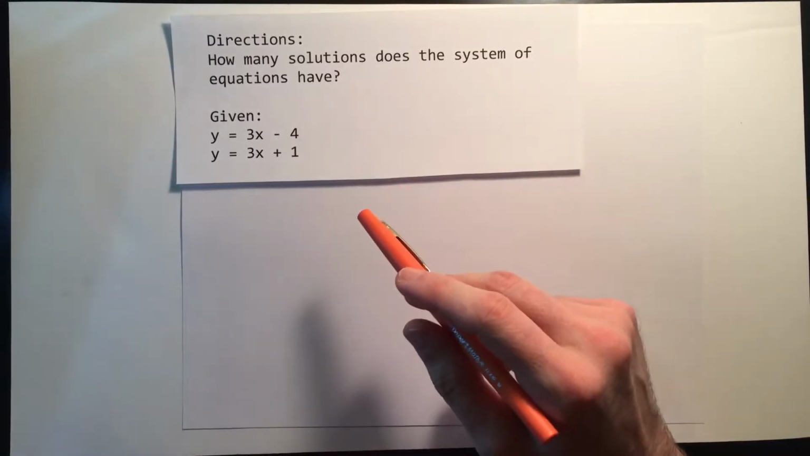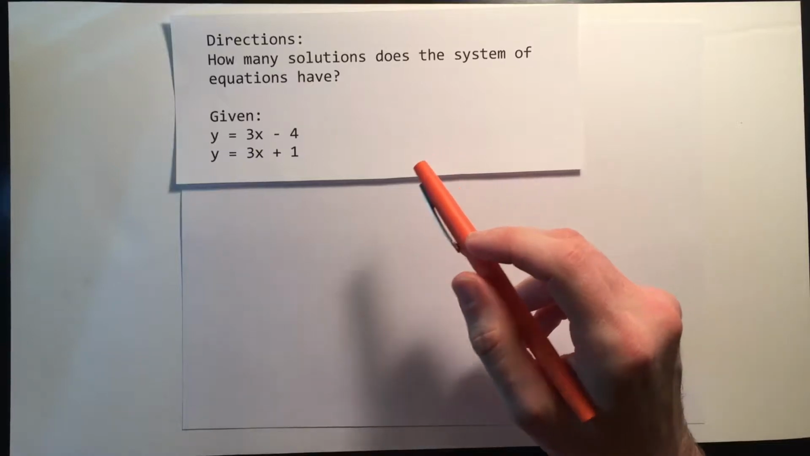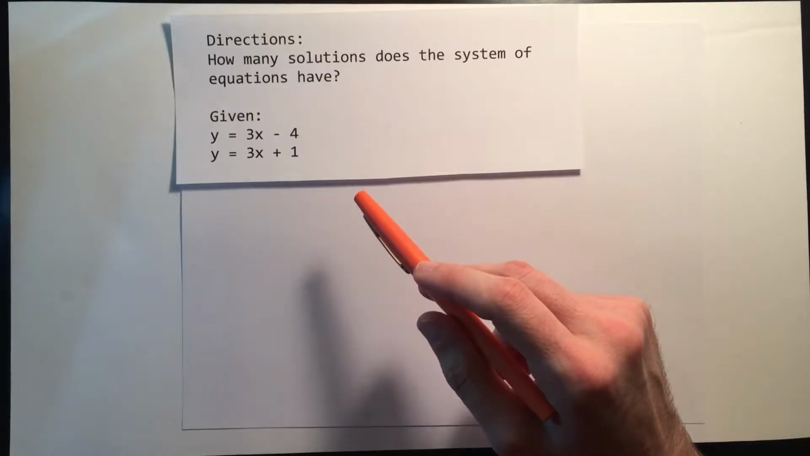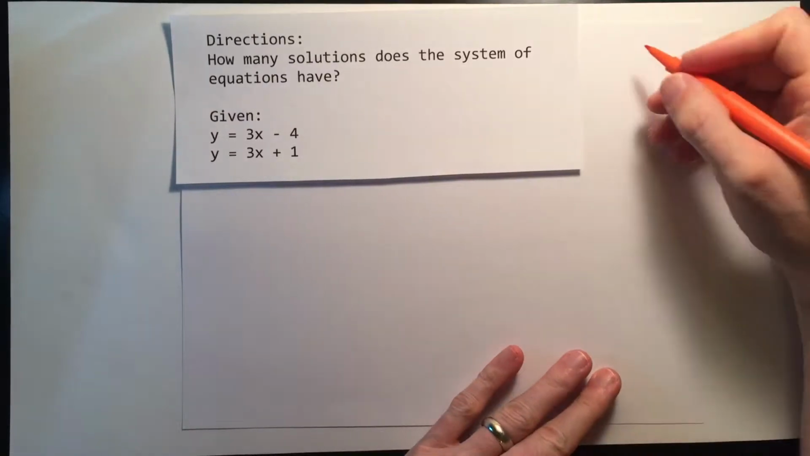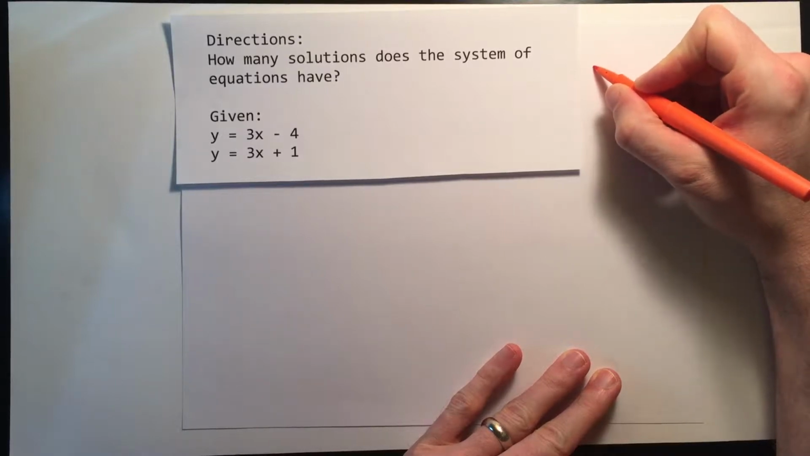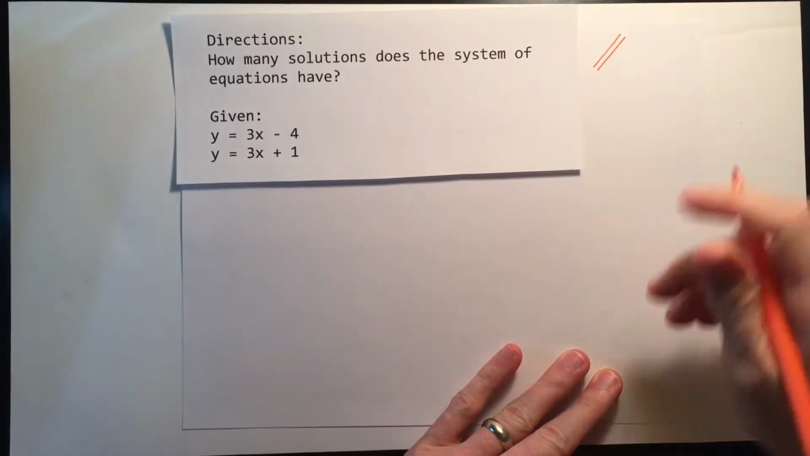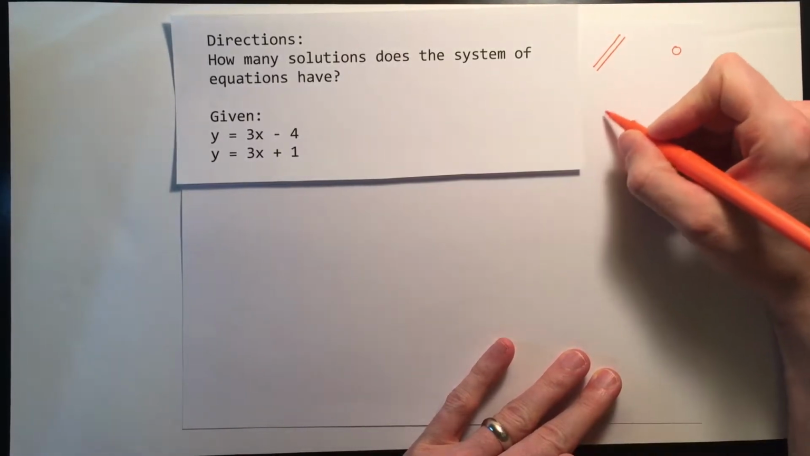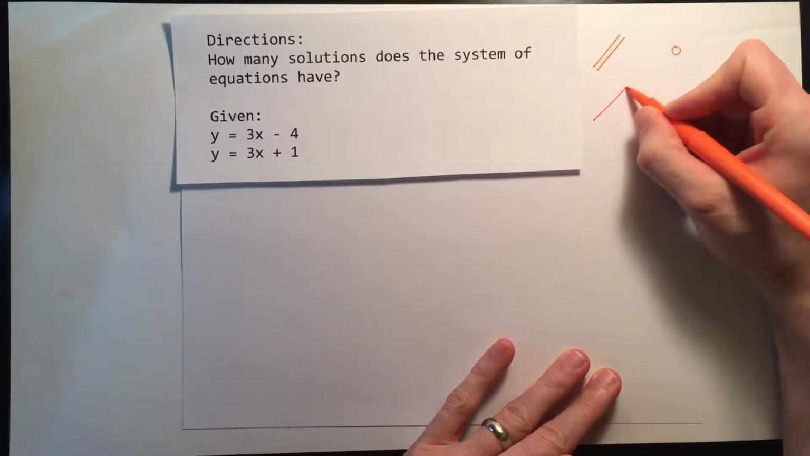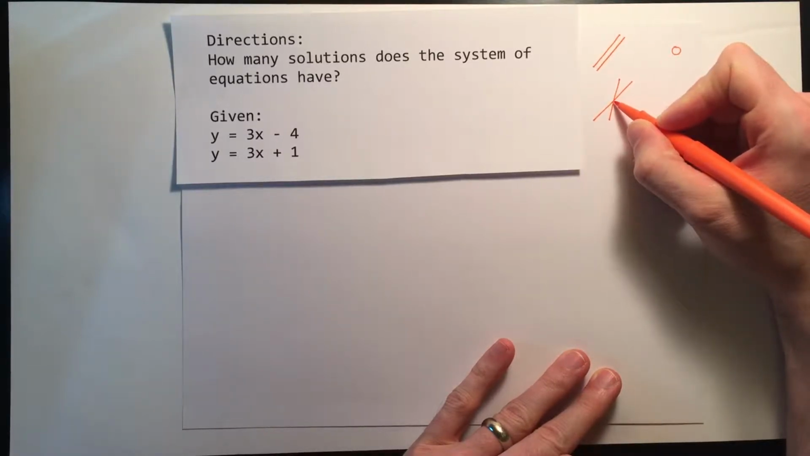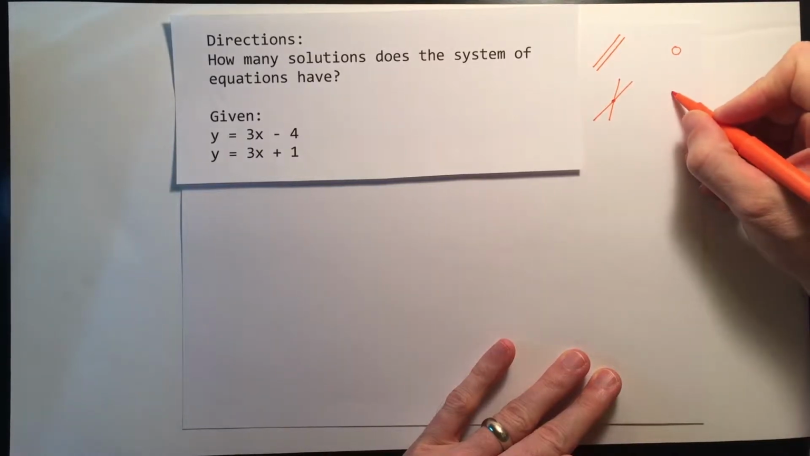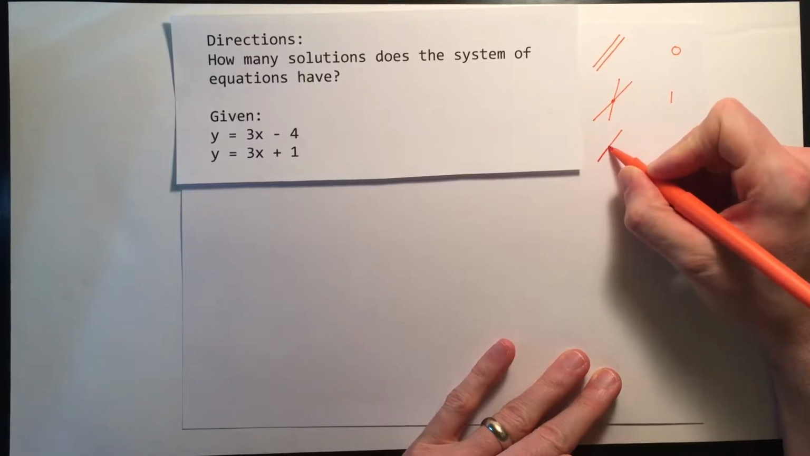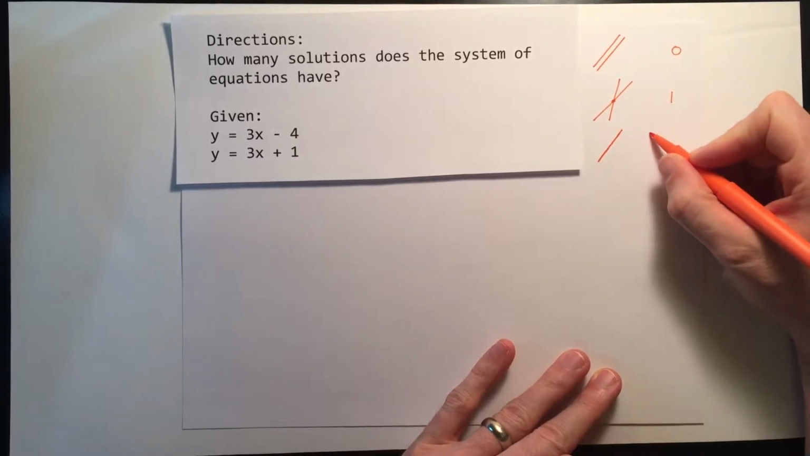When it asks how many solutions does it have, that means it's asking us if we were to graph these two equations, at how many points would they cross? And remember, there's only three possibilities. One possibility is that they are parallel lines, and those would never cross, and that would be zero solutions. Another possibility is that they are straight lines that cross exactly once, and that's one solution. And the third possibility is that one line falls exactly on top of the other line, and that's infinite solutions.